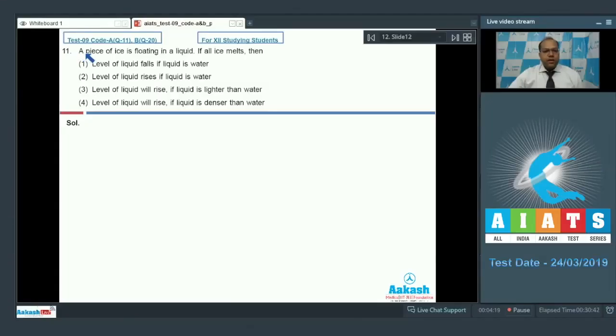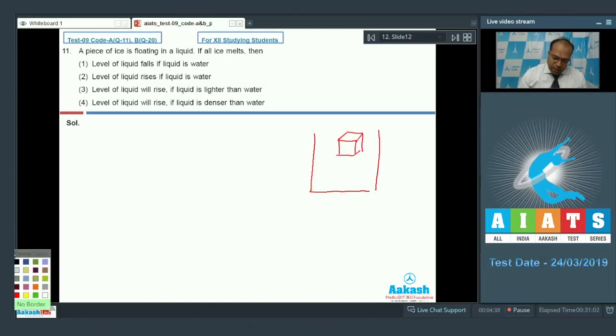In question number 11, a piece of ice is floating in a liquid. If all the ice melts, what happens? I have considered this is a vessel and in it an ice is kept which is floating, and this is the level of the liquid. The density of the liquid is rho L.